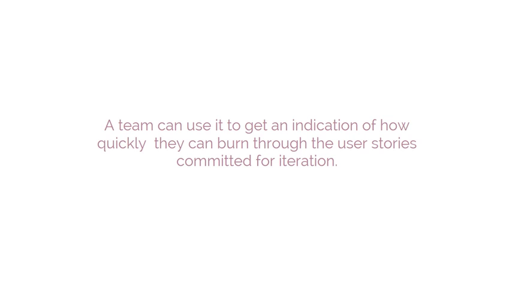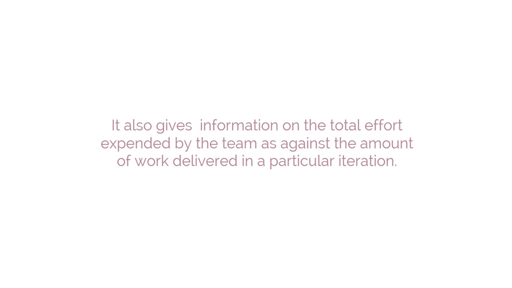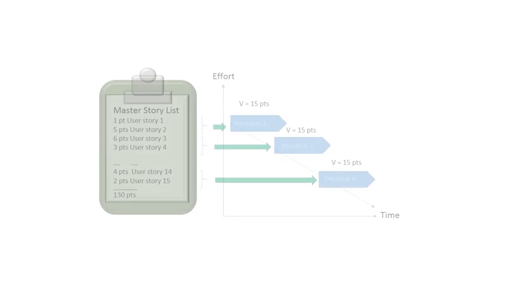A team can use it to get an indication of how quickly they can burn through the user stories committed to in each iteration. It also gives information on the total effort expended by the team against the amount of work delivered in a particular iteration. Let's look at the figure on the screen.